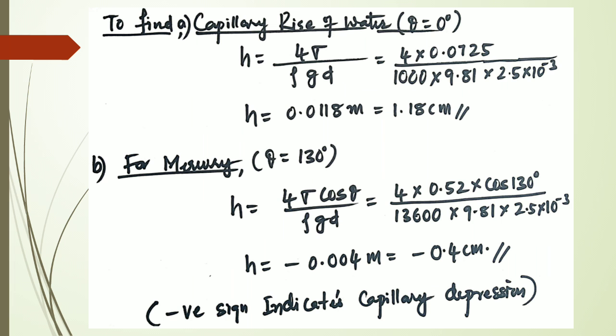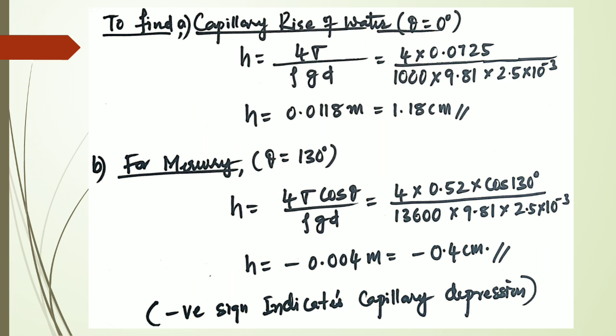The density of mercury is different, and the specific gravity of mercury is given as 13.6. That you have to convert to the density of the liquid. You know the relation already, I told you. So 13,600, and g is 9.81, into 2.5 into 10 raised to minus 3.